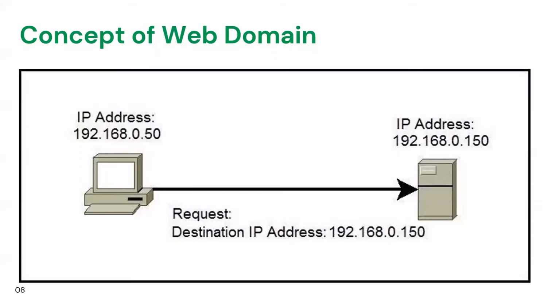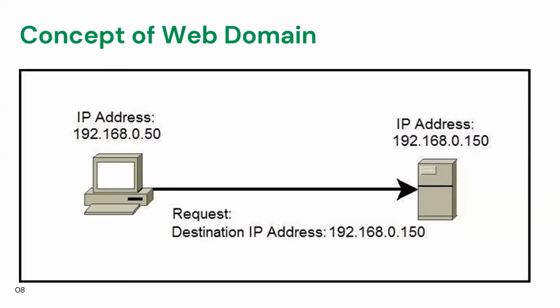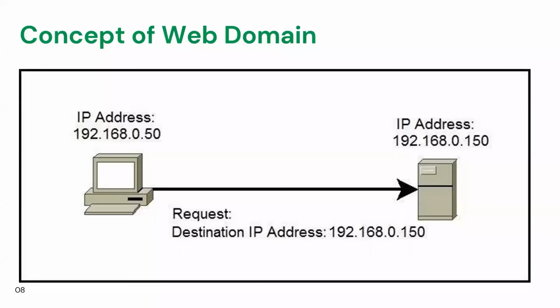But suppose today the Yahoo server has one IP, but tomorrow, due to some technical reasons, they change their server, and at that time their IP address is also changed. In that case, they would have to inform each and every user of Yahoo that our IP address has been changed, so you have to access the site through this URL. That is hectic work.